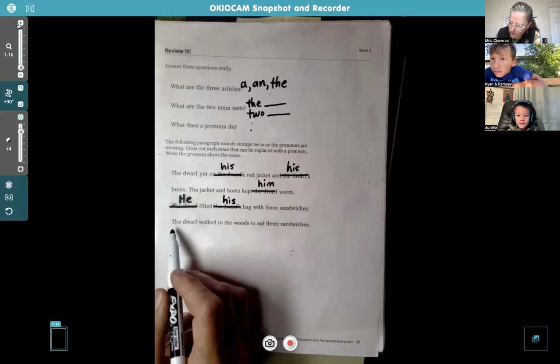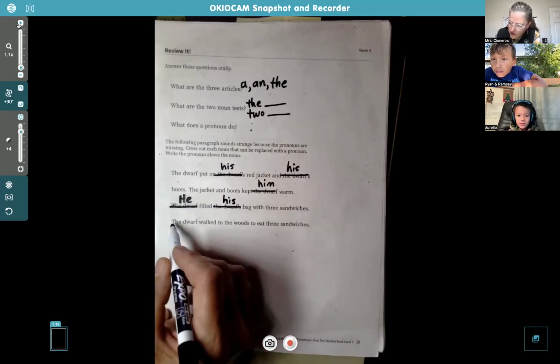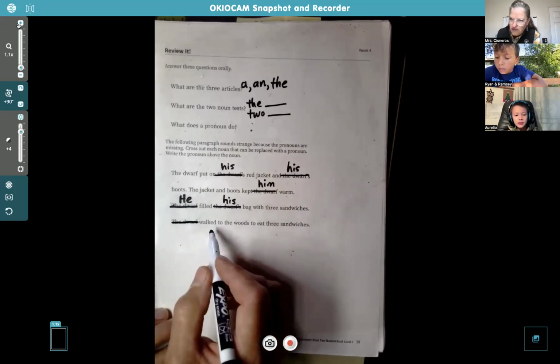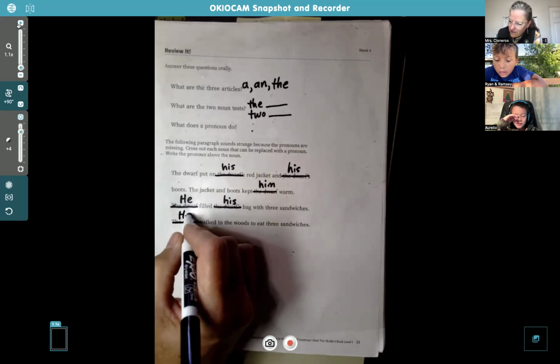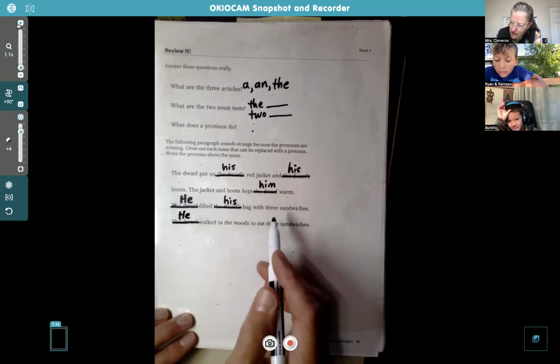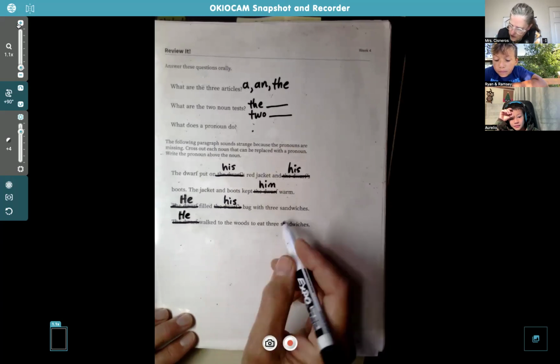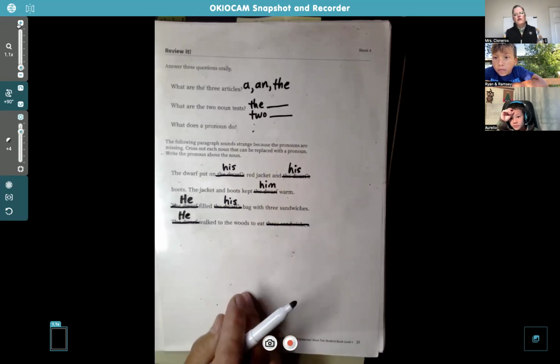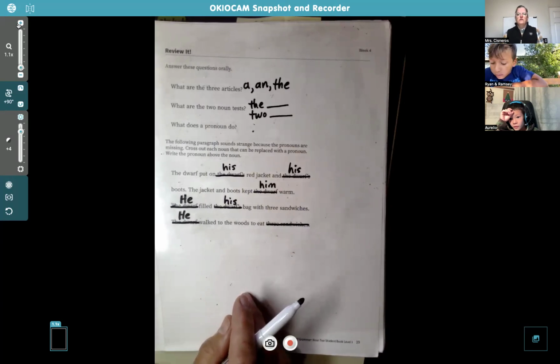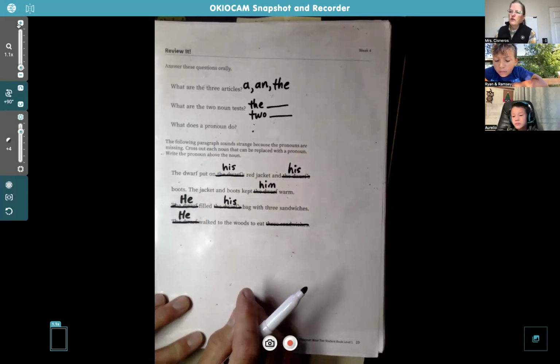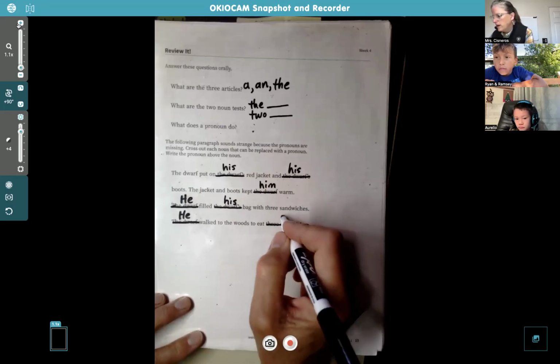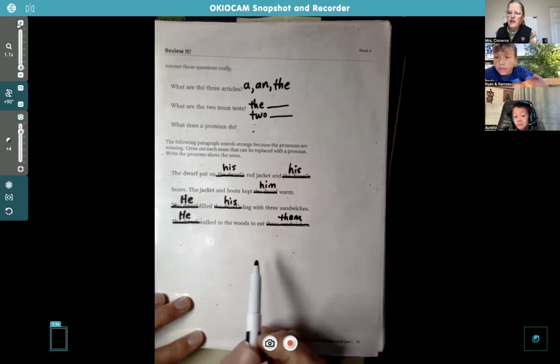With 3 sandwiches, the dwarf, well, we can change it again. Here's the dwarf walked. He walked to the woods to eat 3 sandwiches. And since we just said 3 sandwiches, let's change that one too. What pronoun would fit there instead of 3 sandwiches? I'm thinking of a pronoun. What about them? Because the 3 sandwiches is plural, right? There's more than one.